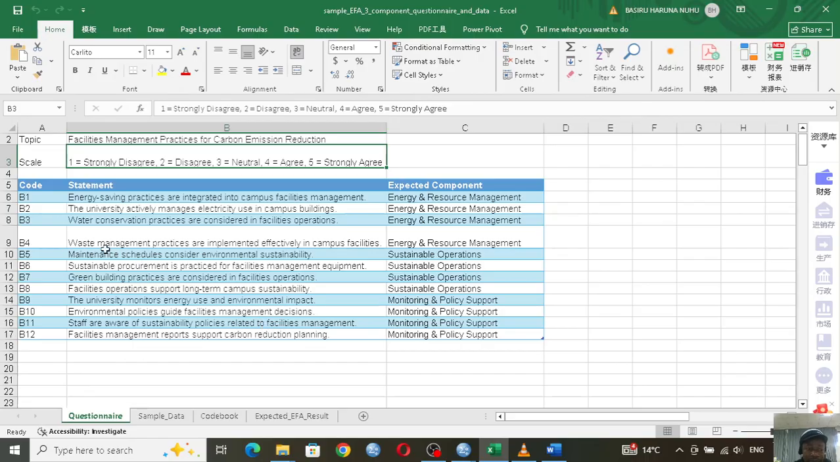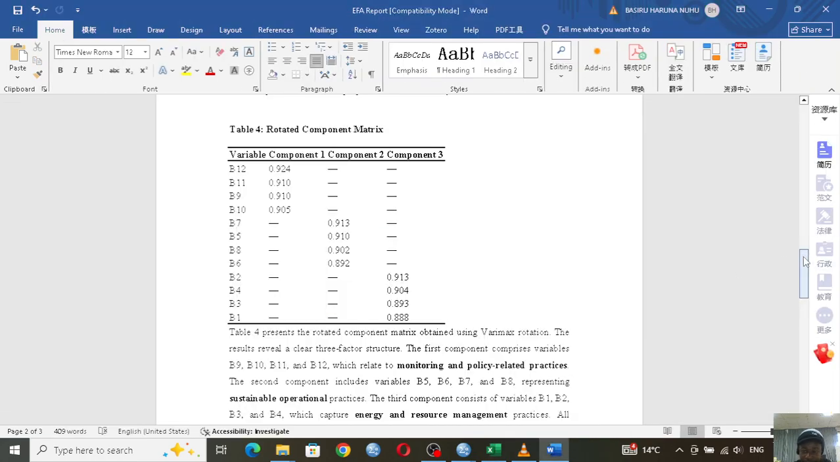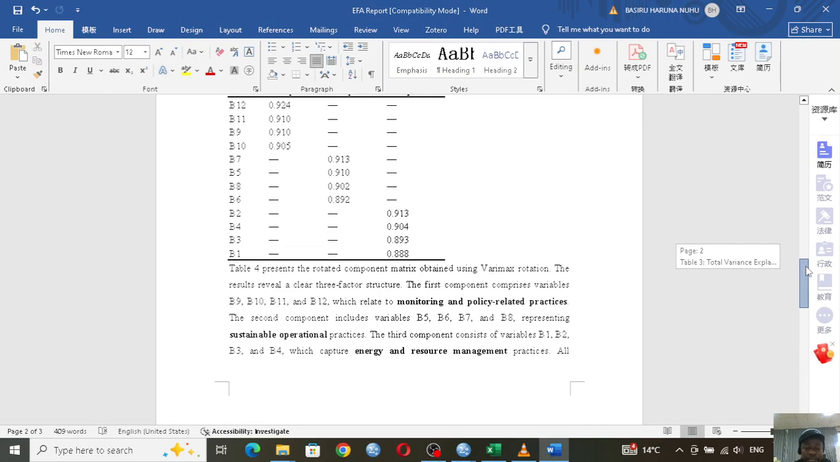And then this one, waste management is implemented effectively on campus. So energy and resource management, and then we also have management here. The university actively manages electricity. So all these ones also fall under energy and resource management. And we also have others, so you can pause and check these ones. That is what we have just done, indicated here. So that is the concept of the component matrix.